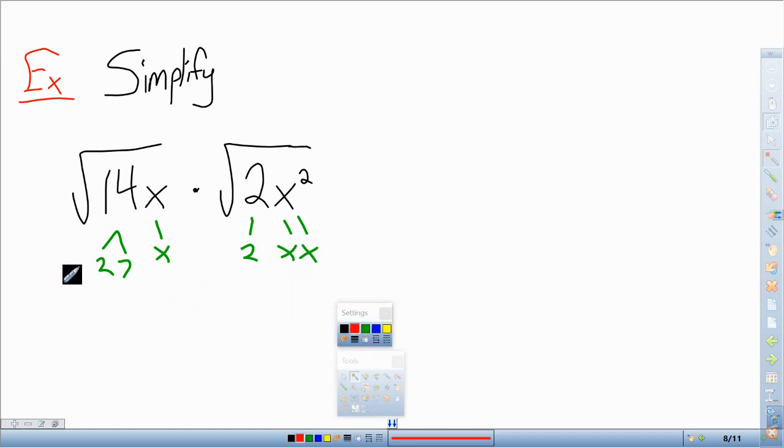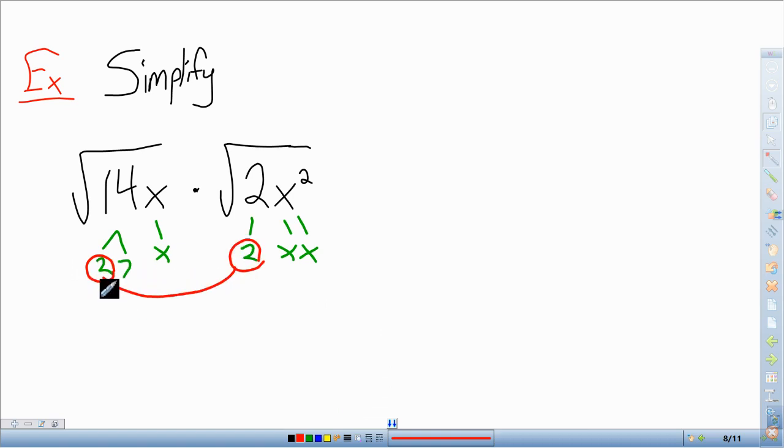Okay, so we broke it all down. Now I'm looking for pairs. Looks like we have a pair of 2s. 7 doesn't pair up. We have a pair of x's, but I'm going to circle these ones over here since they're next to one another. This x does not pair up.